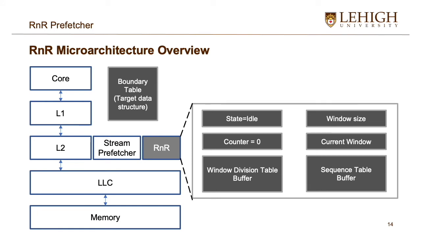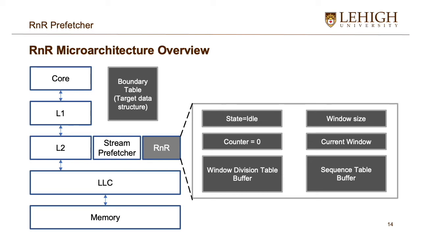In this work, the proposed RnR prefetcher is placed in the private L2 cache controller in parallel with the L2 streaming prefetcher. RnR records misses from the L2 cache that are within the target address range at the record iteration, and prefetches data into the L2 cache during the replay iteration.